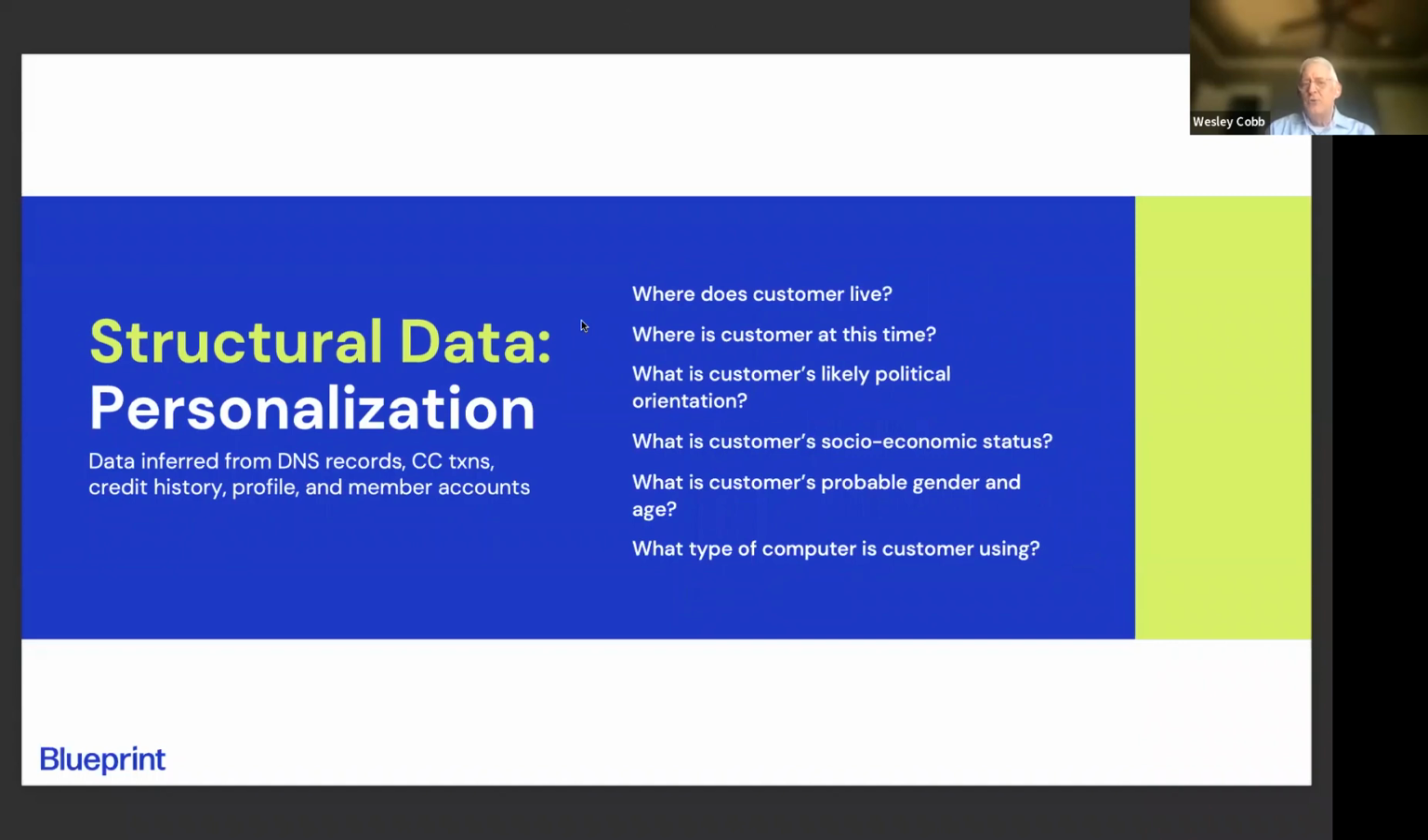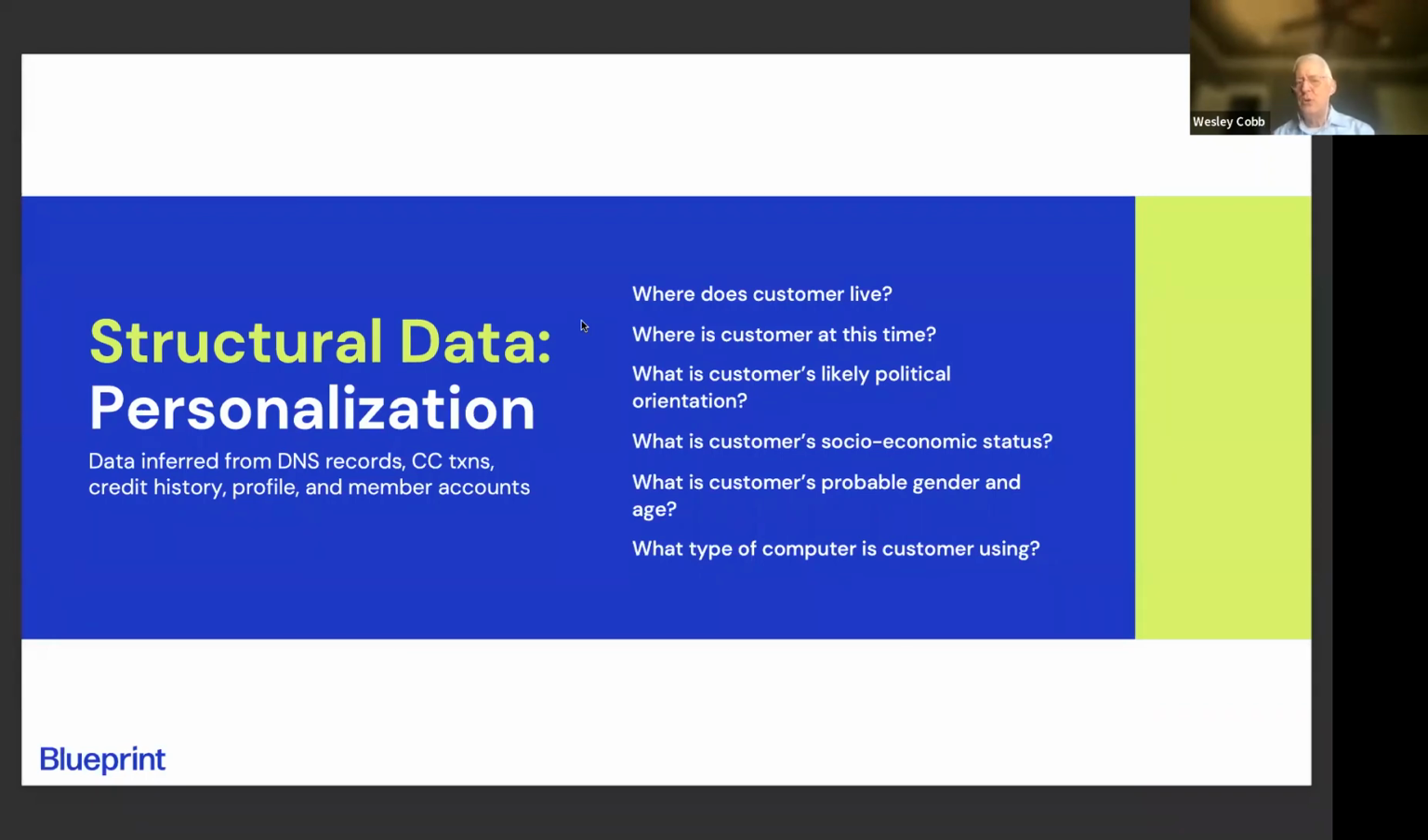Personalization data. These are things about your user, about your customer. Where does the customer live? Where is the customer right now? That's actually not necessarily the same thing, right? You might be having someone contact your website from Starbucks rather than at home. What's the customer's likely political orientation and socioeconomic status? All sorts of things that are kind of not PC to think about, but we do need to know those things when we're trying to target things that we recommend.